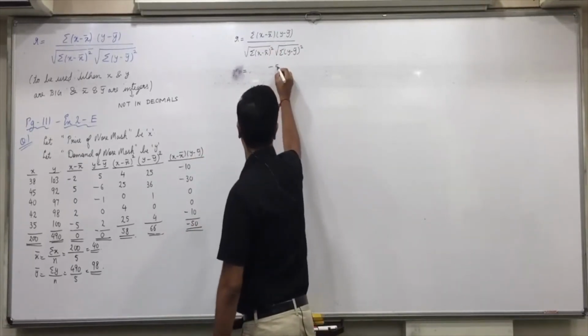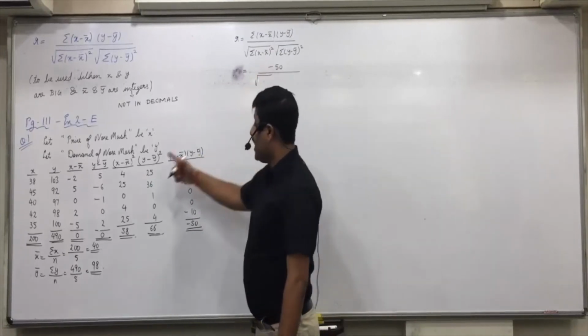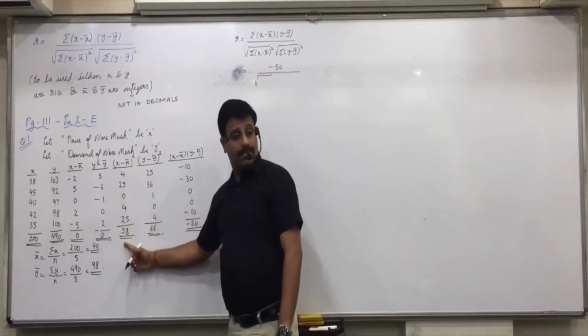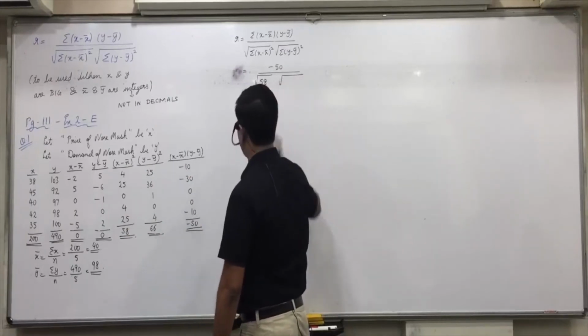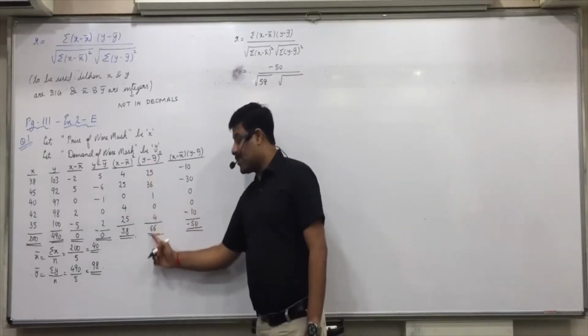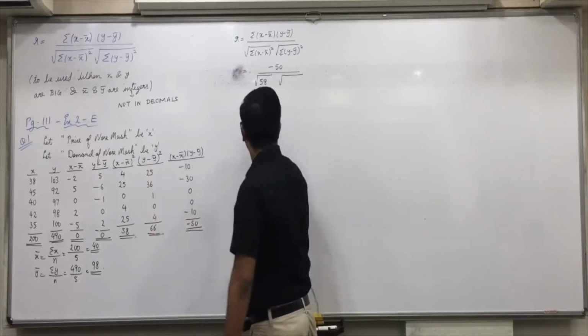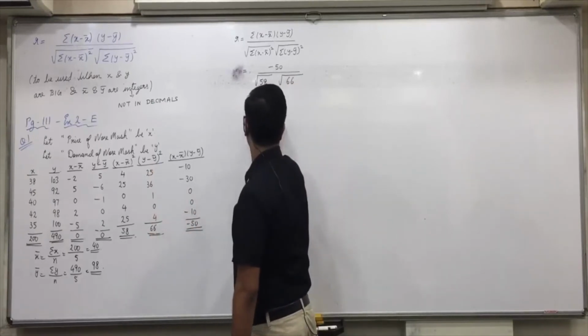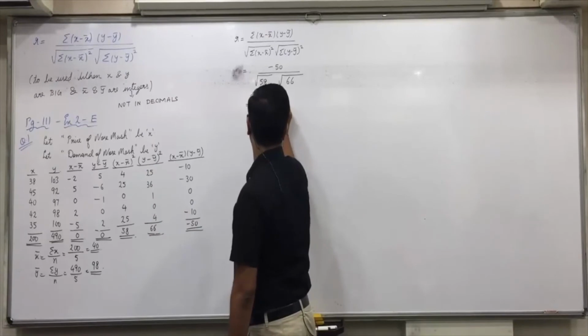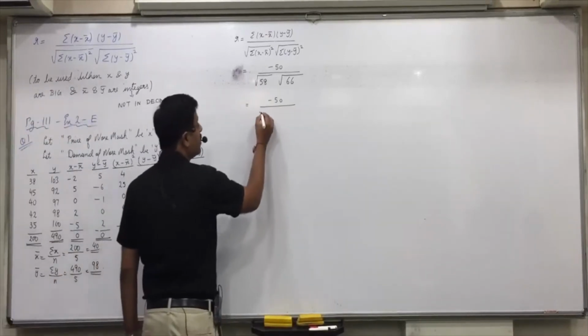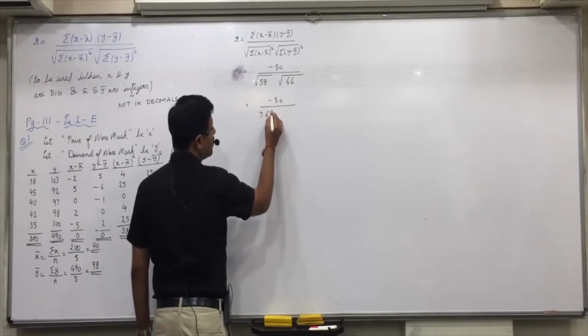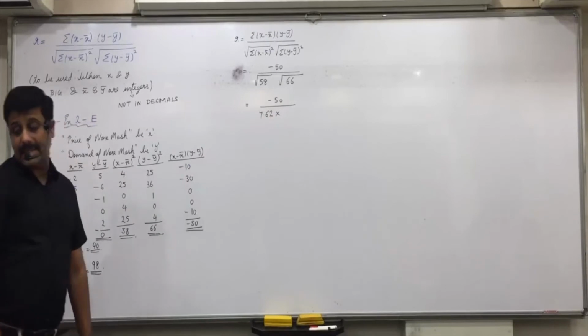Directly, numerator minus 50 upon square root of. See, sigma x minus x bar whole square is 58. So square root of 58 into square root of. See, sigma y minus y bar whole square is 66. So square root of 66, means minus 50 upon. Now do you calculate 58 and plus square root? 7 point after 6 2. So 6, okay, 615, so 62. Plus 66 and square root?